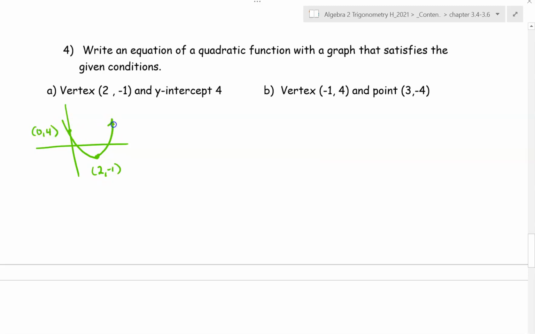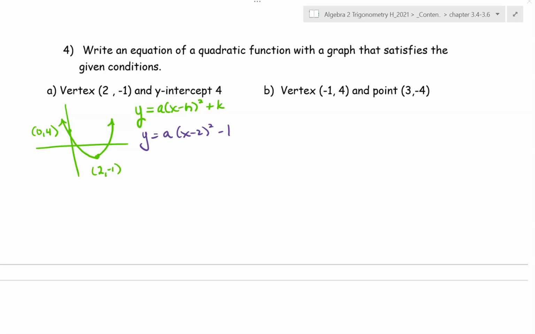So why don't you go ahead and pause the video. My suggestion would be for our skeleton equation here, I would start with vertex form. Whenever I'm given the vertex, I usually start with vertex form. So go ahead and give that a try. See if you can use (0, 4) to find your a.